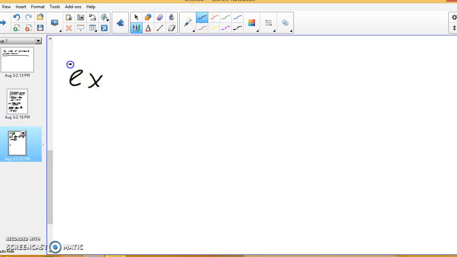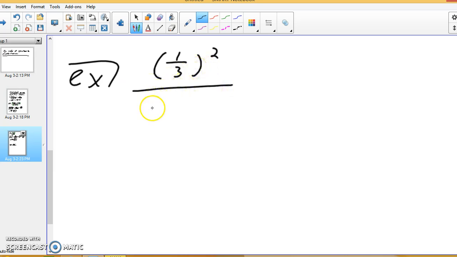Again, I'll give you guys one more example to walk through yourselves. So our example is 1 over 3 squared multiplied by 2 cubed plus 2. I'll let you guys work on that right now.